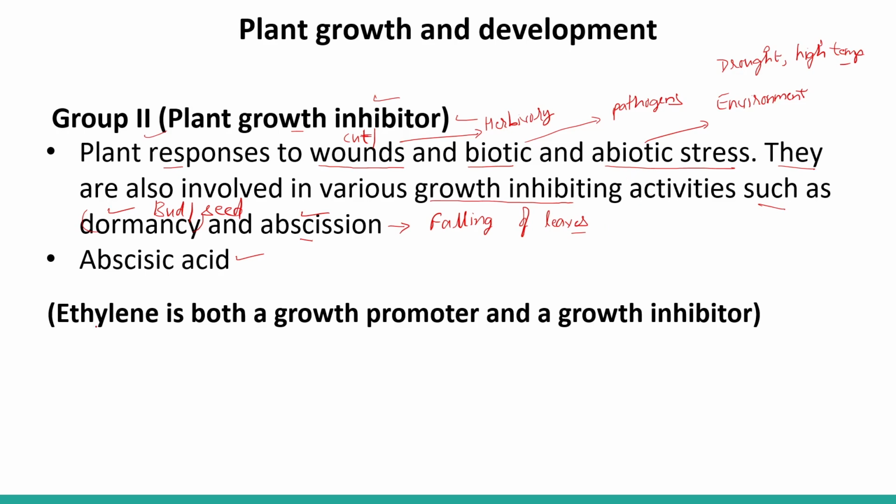Now, a hormone known as ethylene. This is the point to remember, that ethylene acts as a growth promoter as well as a growth inhibitor. So in total we'll study about 5 phytohormones. Out of these, only ethylene is a hormone that can cause growth promotion and growth inhibition as well.